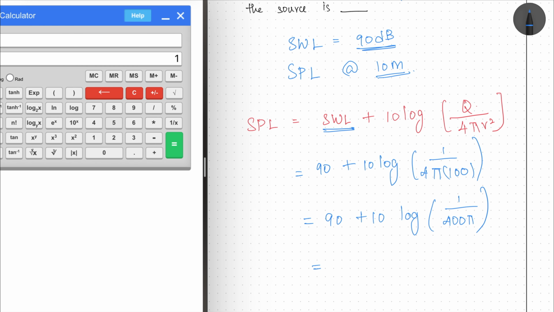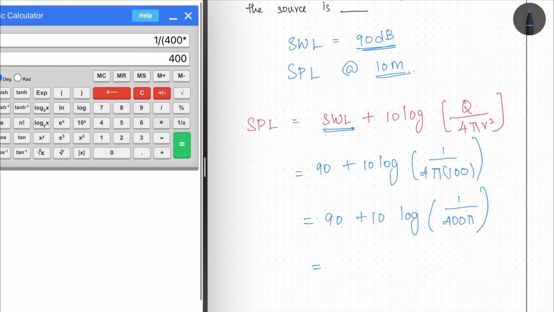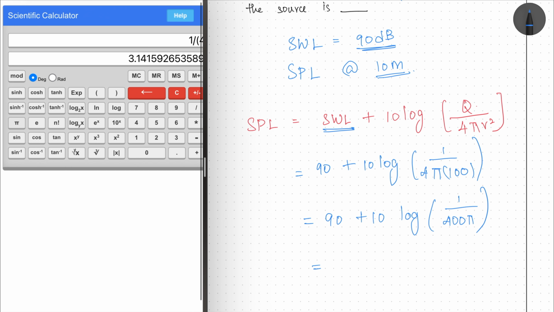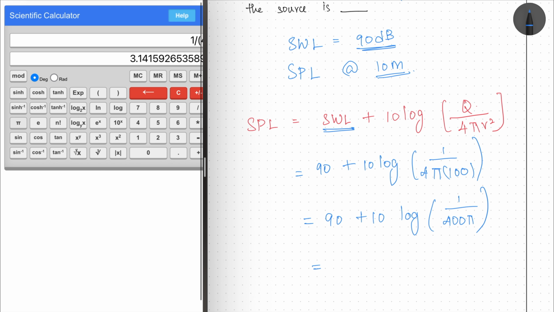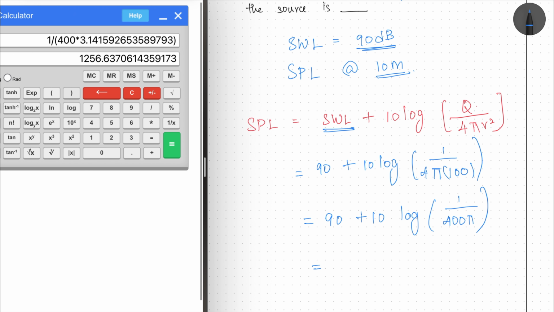1 divided by 400, no, we have to put brackets. 1 divided by 400 into, this is pi. Okay, so you have your pi and close bracket. So you'll get 0 point something something. Find the log of it.